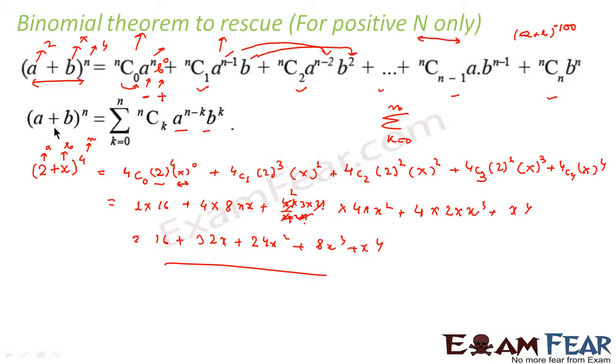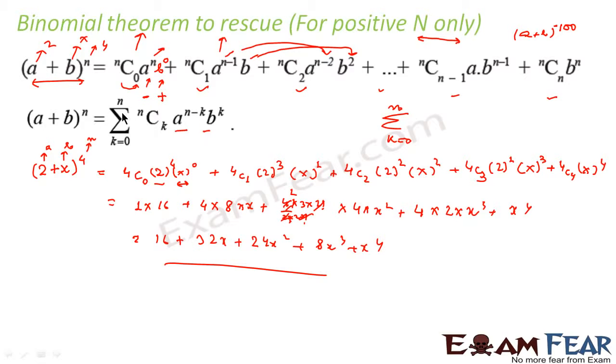Also you can say (a plus b) to the power n is equal to the summation, k equal to 0 to n, of nCk, a to the power n minus k, b to the power k. We'll prove this in the next slides, how this formula has come. But before that, you should remember this. This is a very crucial formula. You have to remember this, so please pay attention to this.